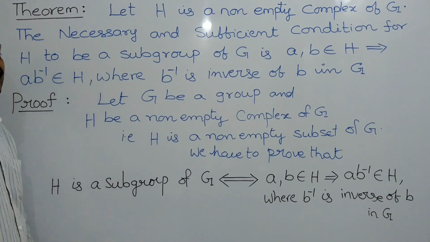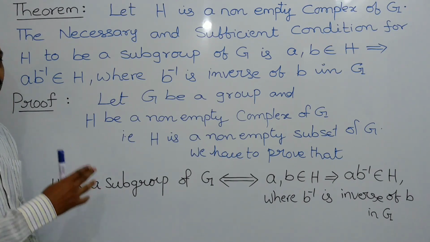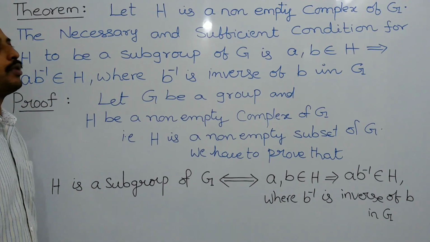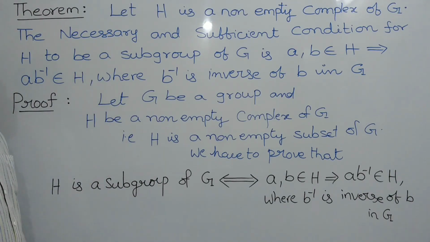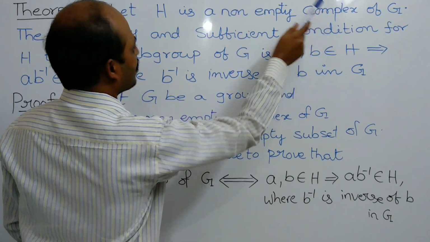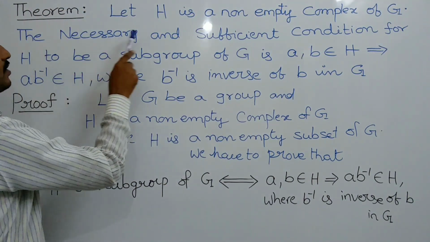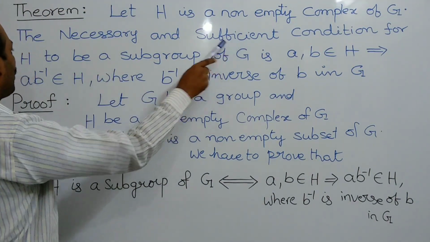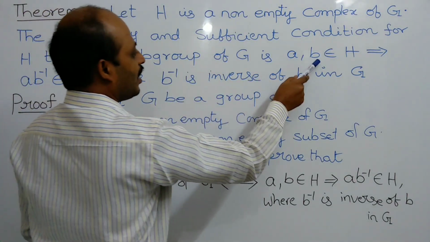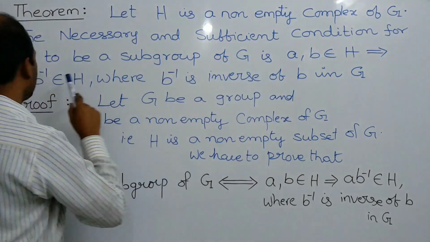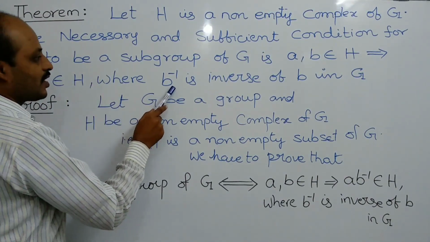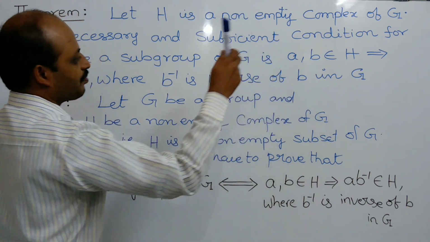In this class, we learn one very important, necessary and sufficient condition for a non-empty set to be a subgroup. The statement is: let H be a non-empty complex of G. The necessary and sufficient condition for H to be a subgroup of G is that a, b belongs to H implies ab inverse belongs to H, where b power minus 1 is the inverse of b in G.